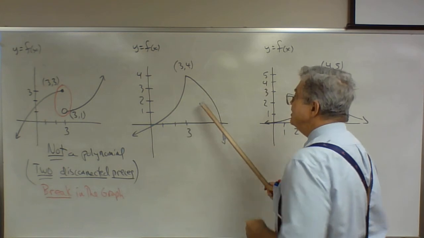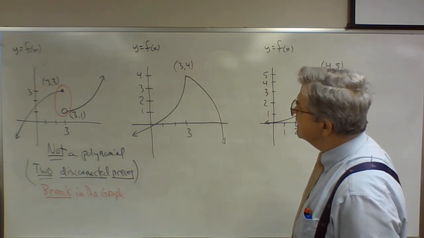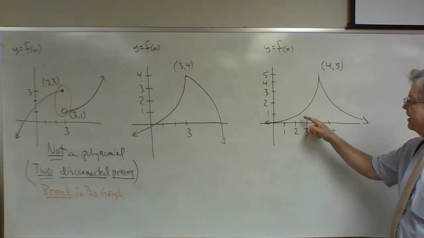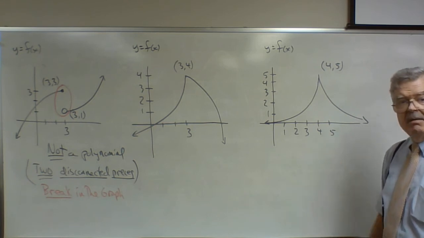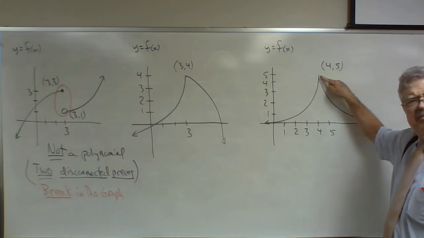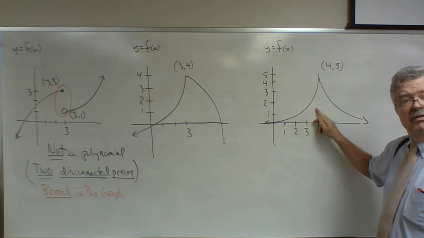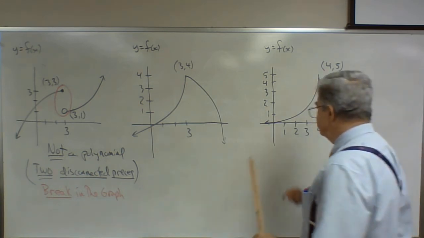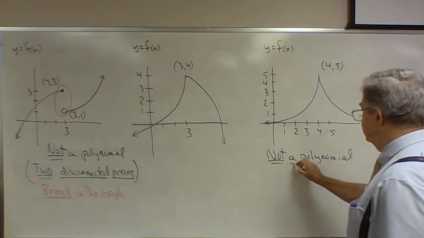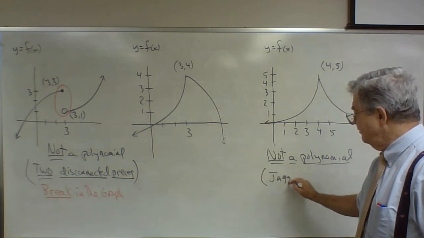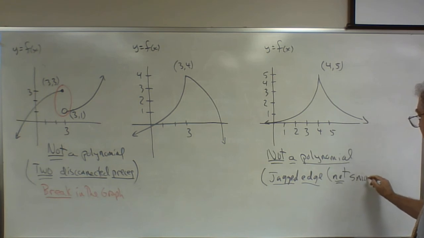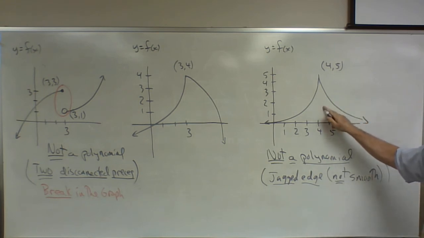Now, what about this interesting piece of artwork? Could this be the graph of a polynomial? The graph's one connected piece, all right, no problem there. But what if I take my finger and go, ooh, it's bleeding. I just pricked my finger on this jagged edge right here. The graph has a jagged edge. It's not smooth. Not a polynomial. The reason is jagged edge, not smooth. This could never be the graph of a polynomial.